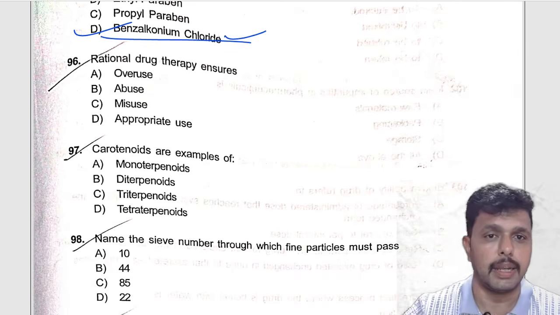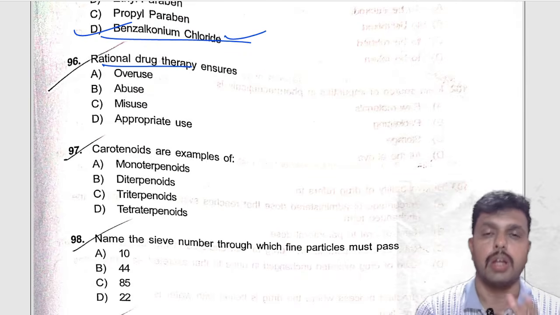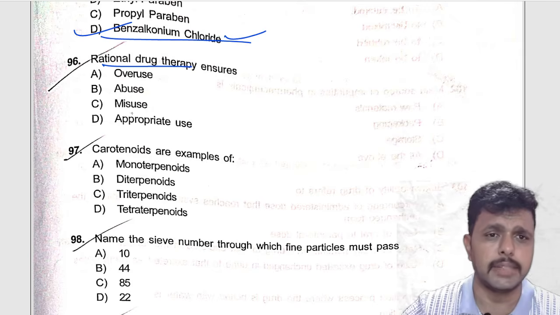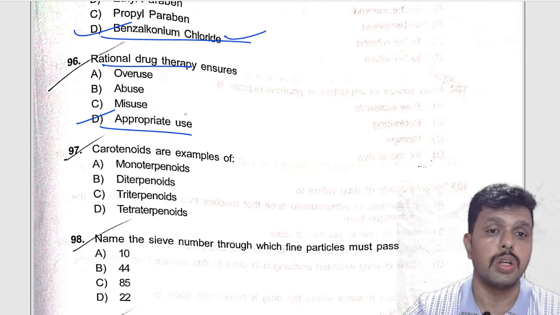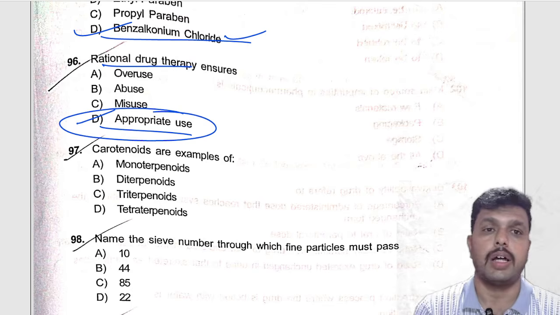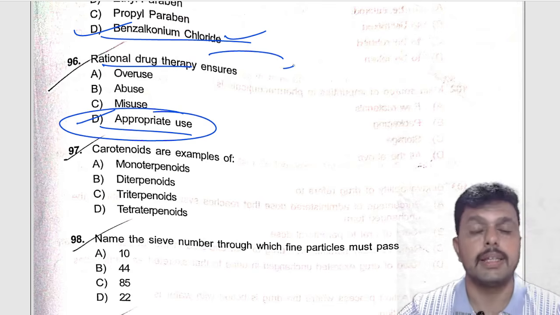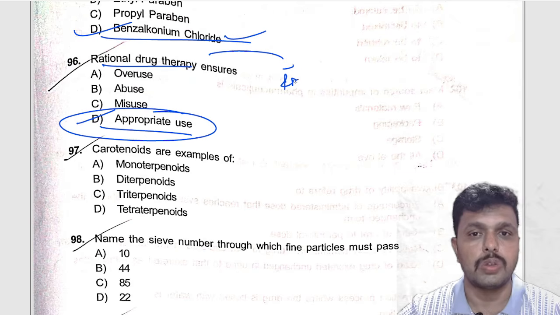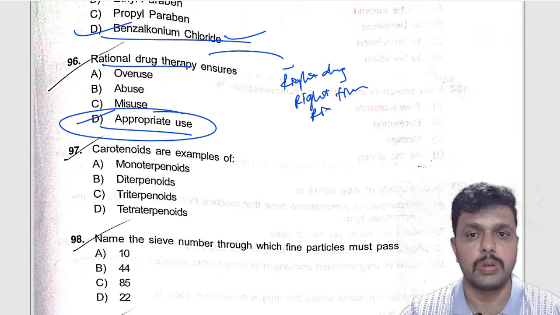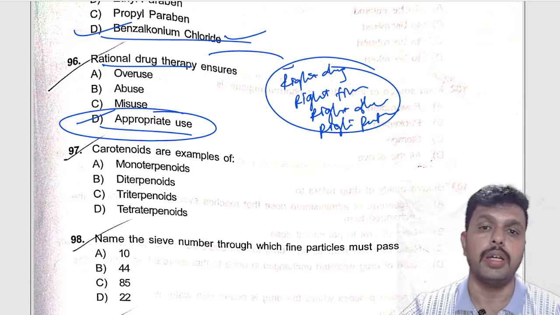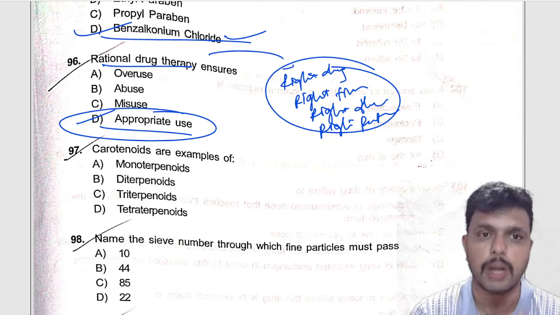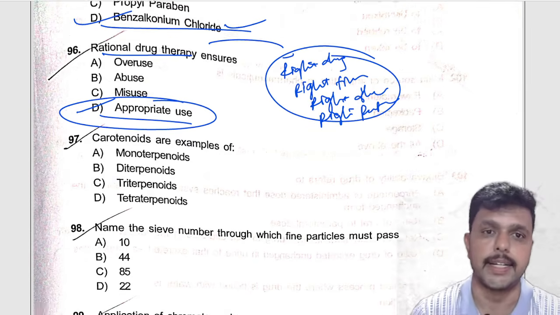Next, rational drug therapy. Rational drug therapy ensures appropriate use, the proper use of drugs. What does rational drug therapy mean? The right drug, right time, right dose to the right patient. So you get an idea of how to use the drug properly. That is known as rational drug therapy.